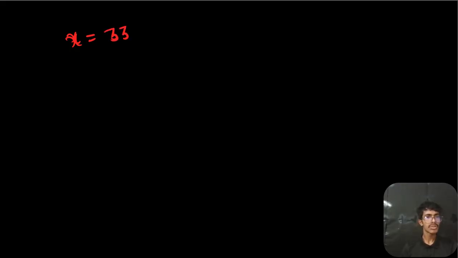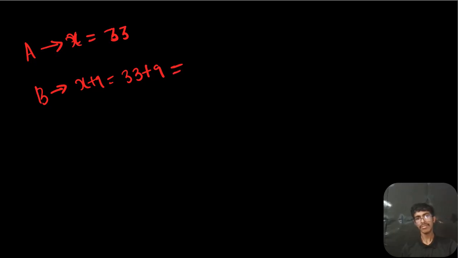So whose mark was x? A's mark was x, and what will be the mark of B? x plus 9, which is 33 plus 9, which gives answer as 42. This question also was easy.